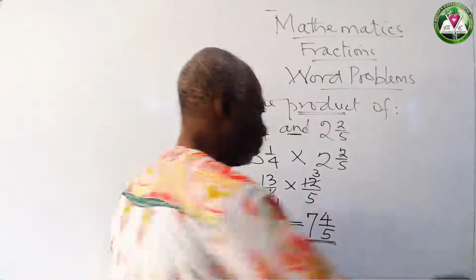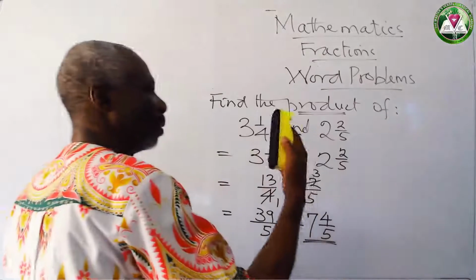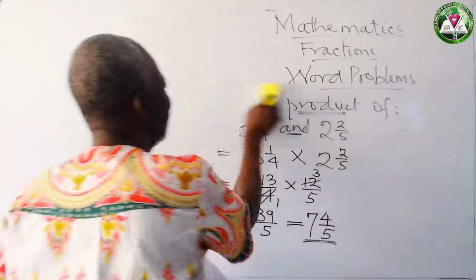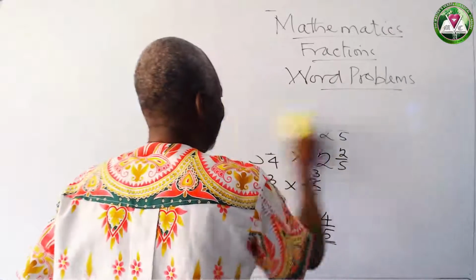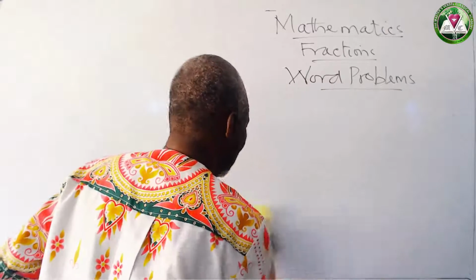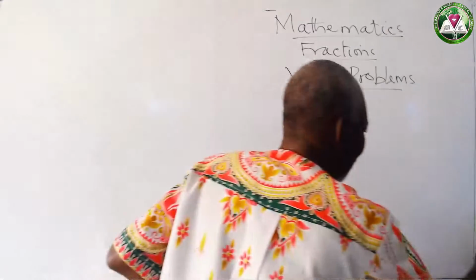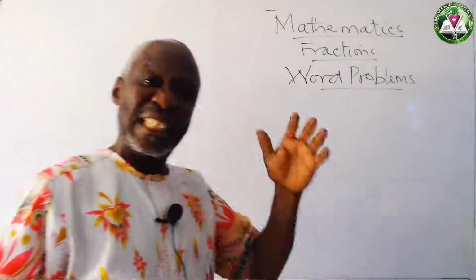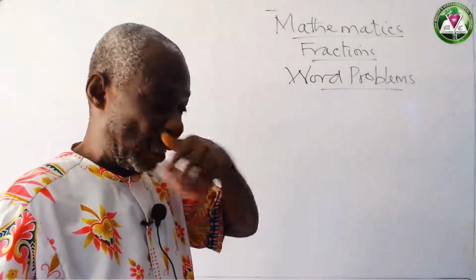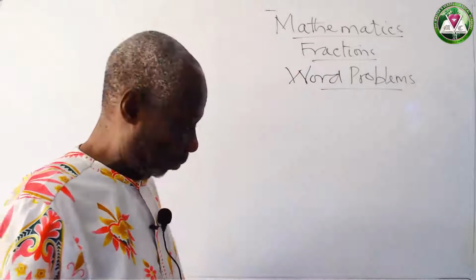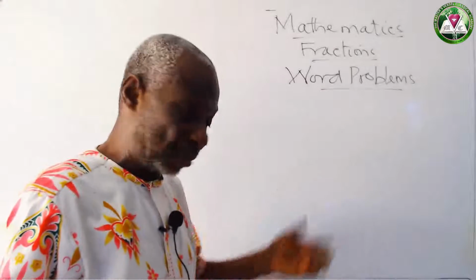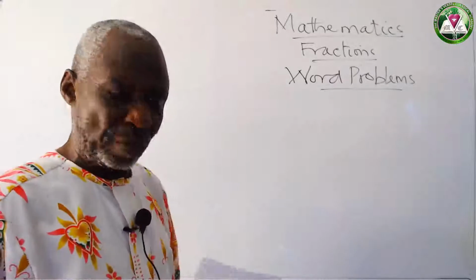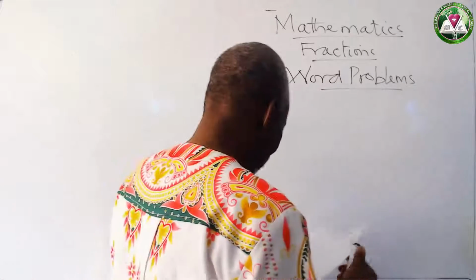Let's go to division, which is quotient. Once more, quotient is the answer you get from dividing one thing by another, a group of things by another group. There is division involved. So let's see.